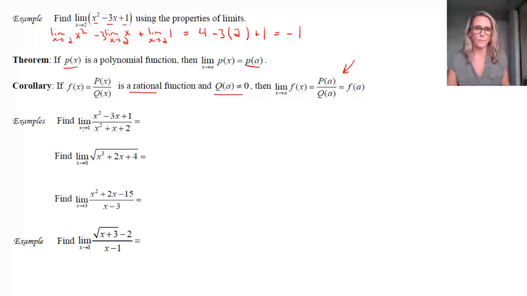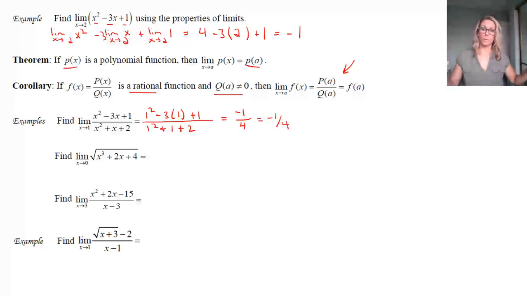If we start out with a limit as x goes to 1 of what we have here, the first step in taking a limit: plug it in. Plug it in and see what you get, because if you plug it in and you get a real number, you're done. So if we plug in 1, we get 1 squared minus 3 times 1 plus 1. In the denominator, as you can see, 1 squared plus 1 plus 2. So that's going to give us a negative 2 plus 1, which is negative 1. In the denominator, it's going to give us 4. So we get negative 1/4. So that is our limit.